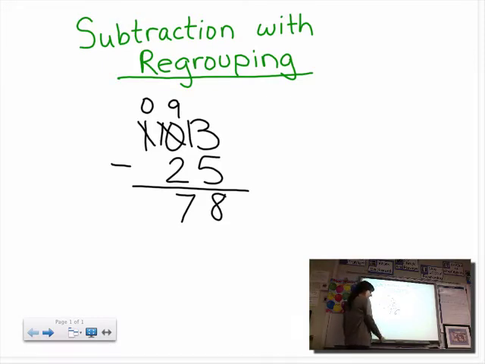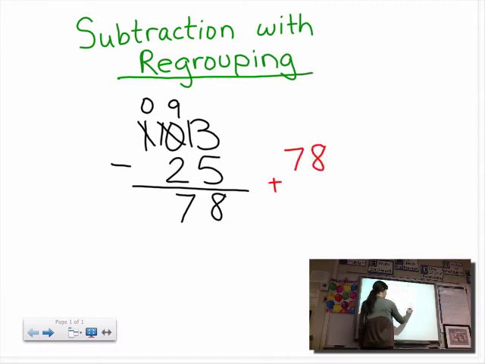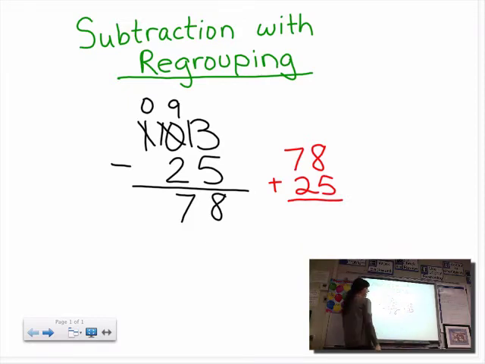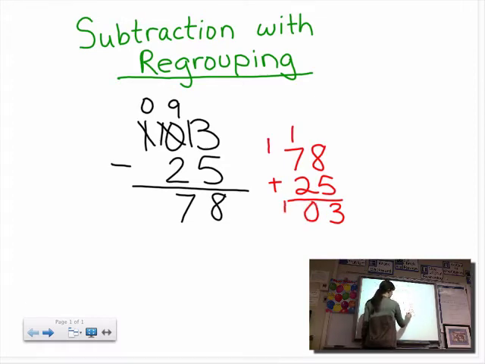And I can now take this a step farther by checking my answer, my difference, with addition. To check my answer with addition, I would simply work from the bottom up. If I take my difference of 78 plus 25, I will know my answer is correct if I'm left with the number we started with, 103. 8 plus 5 is 13. I'll put the 3, carrying my 1. 1 plus 7 is 8. Plus 2 is 10. 103. That answer checks out.